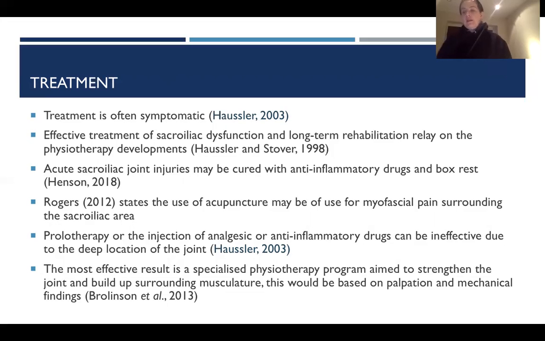Rogers stated that the use of acupuncture may be of use for myofascial pain that surrounds the sacroiliac joint, but the most effective result is actually a specialised physiotherapy program that is aimed to strengthen the joint and build up surrounding musculature, and that would normally be based on palpation and mechanical findings of the physiotherapist.